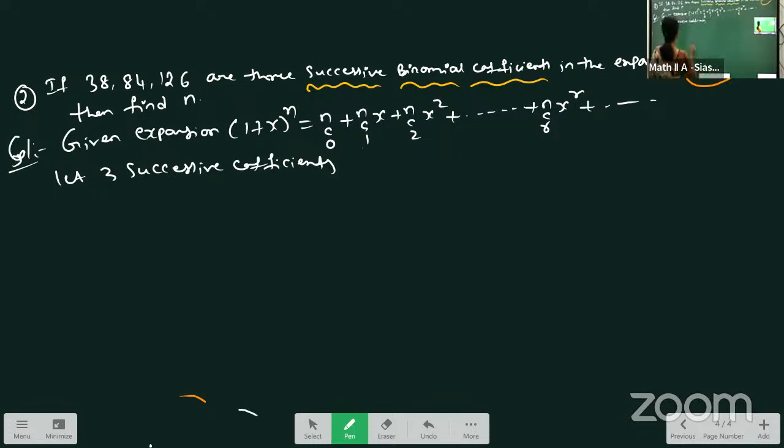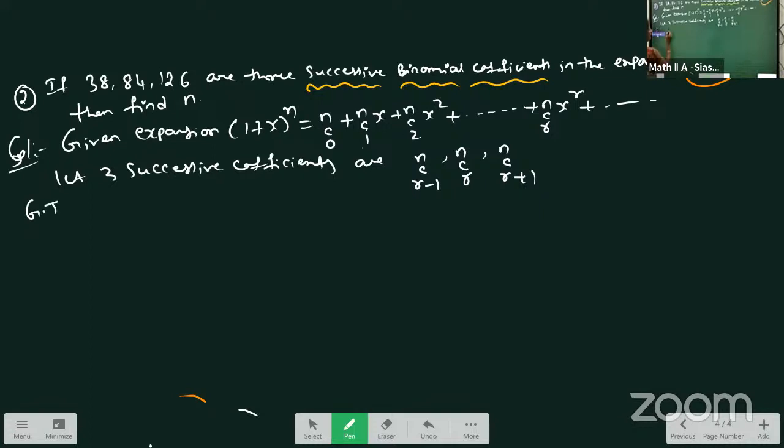So in the same way, three successive coefficients are, keep NCR in the middle, take right one term and left one term. It will be NCR minus 1 and it will be NCR plus 1. So these are the three successive coefficients. He has given the coefficient value. Given that.